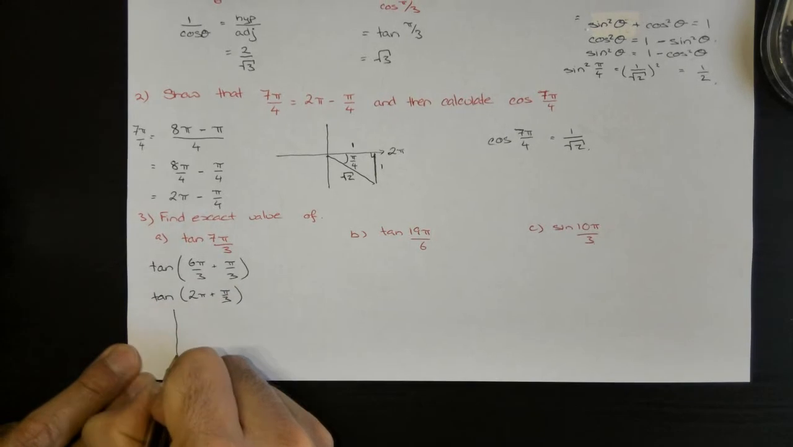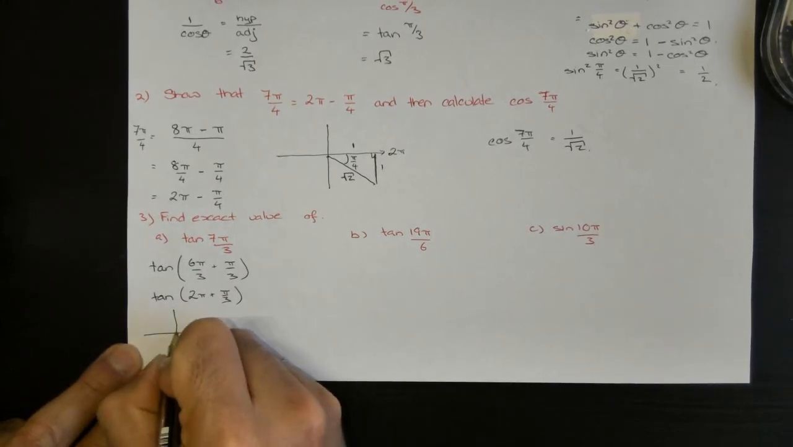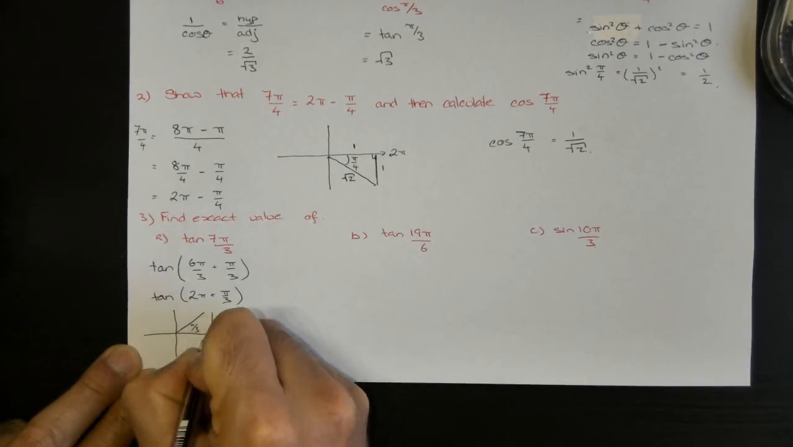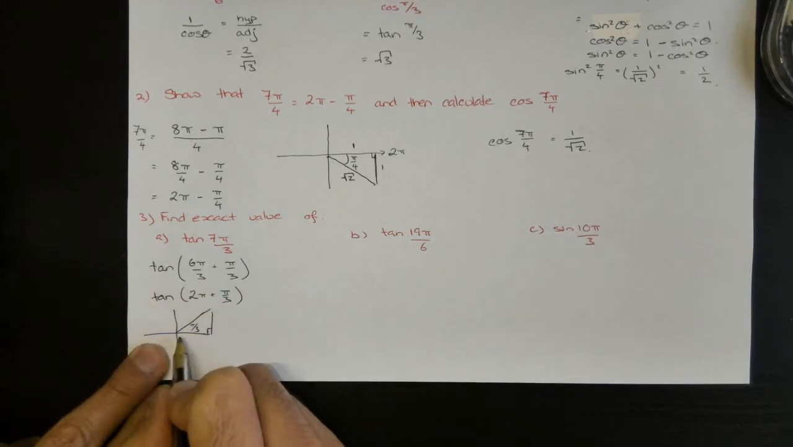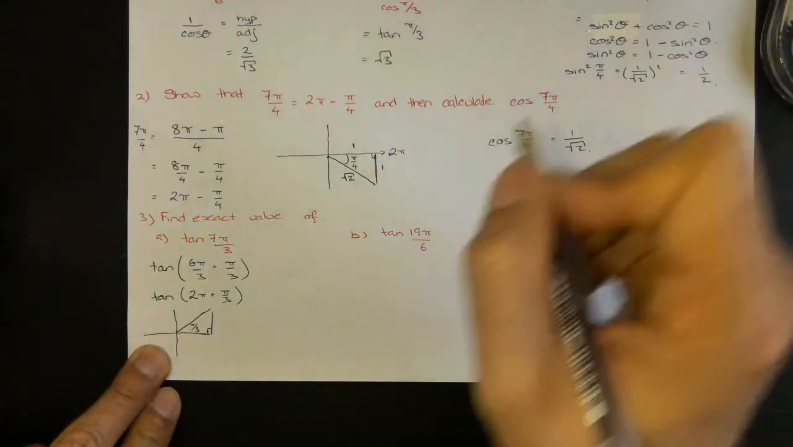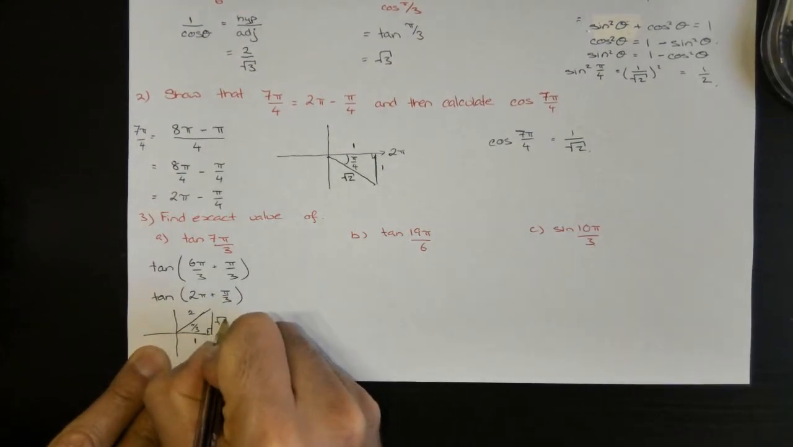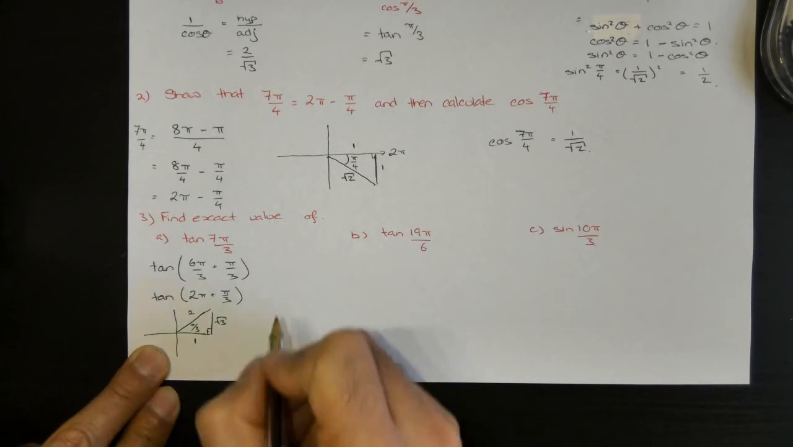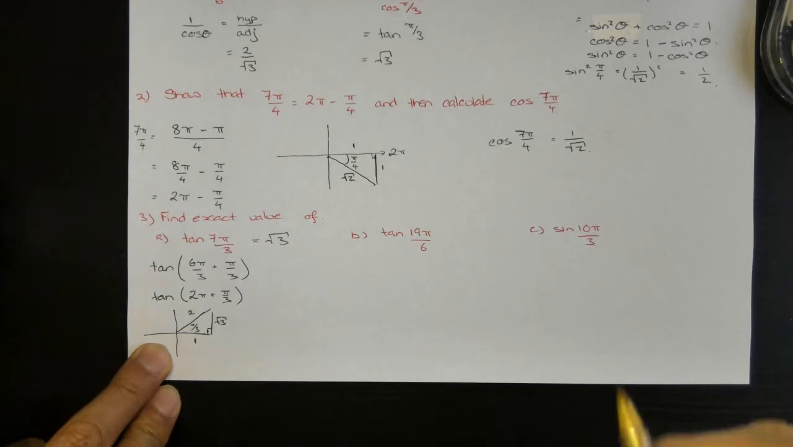So there are my quadrants. I would go all the way around to 2 pi, and I'm adding pi on 3. Make my triangle. For pi on 3, we have 1, 2 and root 3. If I want tan, I want opposite over adjacent, so the value for that is going to be root 3.